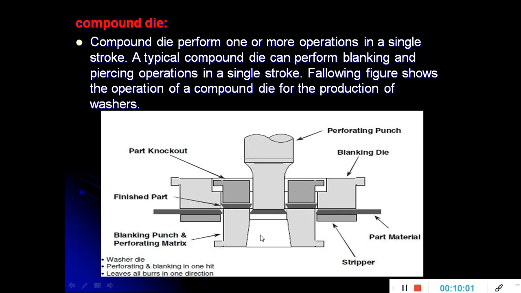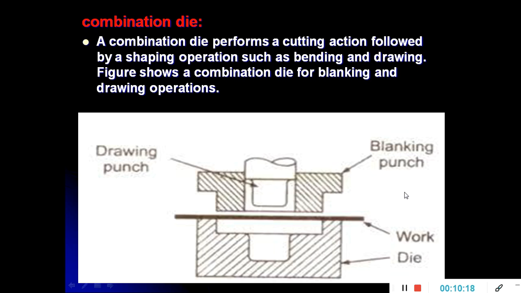So the same washer is going to be produced, but only in one stroke. Both the perforating punch, which is used for producing the hole, and this blanking punch come into action in a single stroke. This is known as a compound die. Now coming to the last one, the combination die, right?